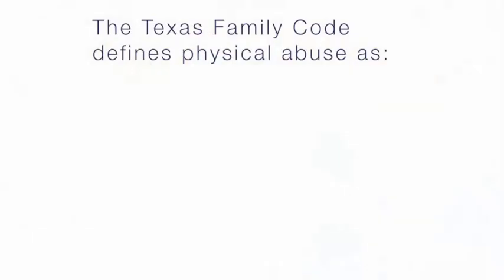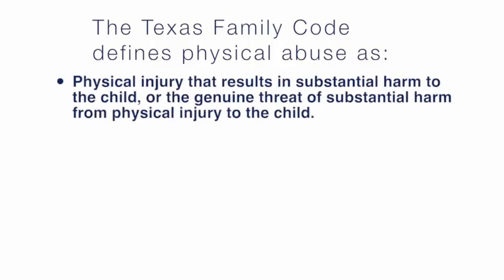The first category of abuse we will discuss is physical abuse. The Texas Family Code defines physical abuse as physical injury that results in substantial harm to the child, or the genuine threat of substantial harm from physical injury to the child. This includes an injury that is at variance with the history or explanation given, but excludes accidents or reasonable discipline by a parent, guardian, or conservator that does not expose the child to a substantial risk of harm.